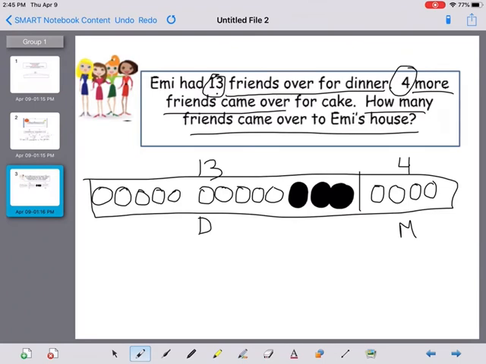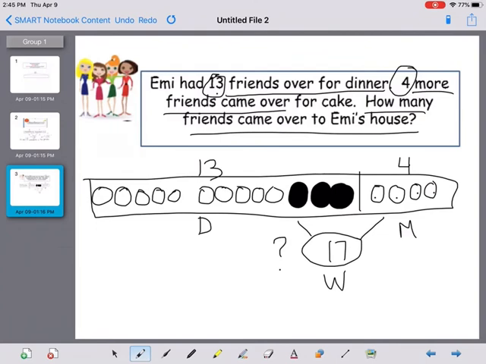Now, how many friends came over to Emmy's? We need to find out how 13 and 4 together give us our unknown result, which is our whole, and we don't know it. Let's find out. 13 plus 4. Remember, the first grade way is to start with your bigger number and count on the rest. We know there's 13 here, right? Count on 14, 15, 16, 17. This makes the whole 17.